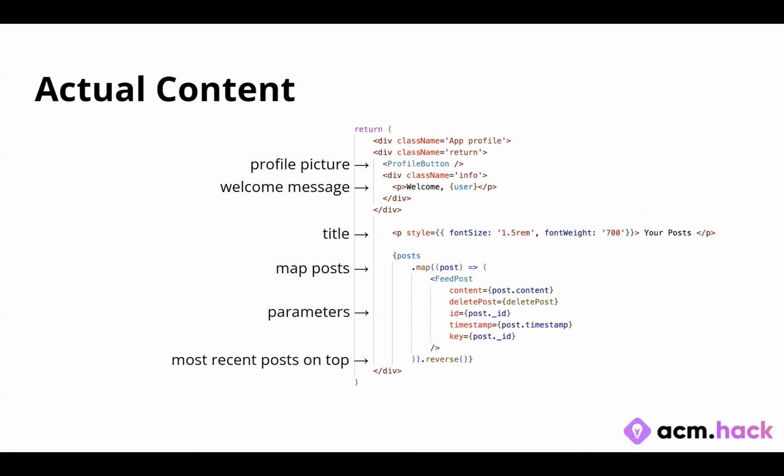And then we later want to map the posts so we can see all the posts that belong to this person. So we'll have the feed post down there that we created, so you can see the posts that are there. And all of the things in between are parameters. We also have a key parameter, and that's just because it's necessary to have a key for the feed post. And then you want to reverse the map on the bottom so you can see the most recent post on top. So we are going to write this code.